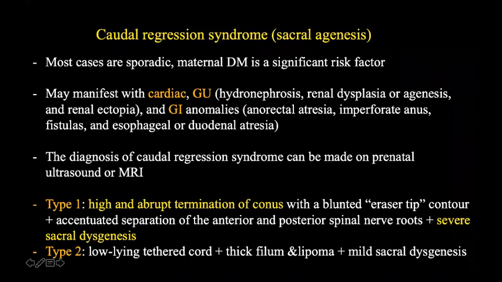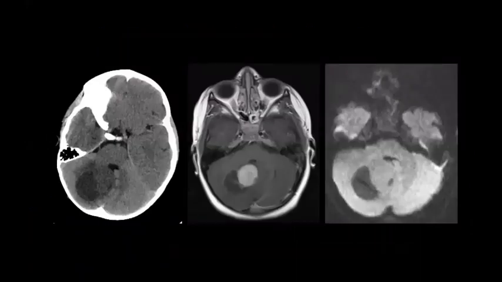Diagnosis can be done during prenatal ultrasound or MRI, and there are two types. Type 1 is the high abrupt termination of the conus, similar to the case that we saw. They call it a blunted or razor-tip-like contour, and it is associated with severe sacral dysgenesis. Type 2 is a low-lying cord extending lower down, with mild sacral dysgenesis. Okay, another case.